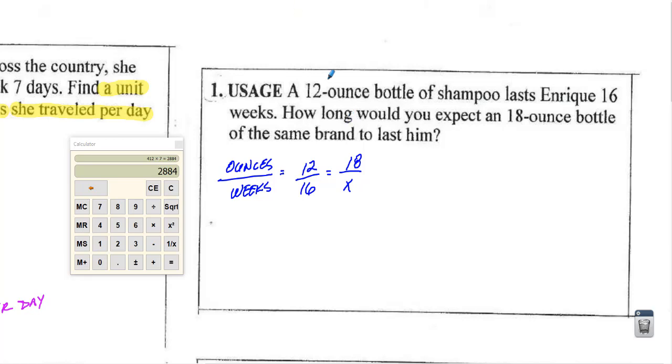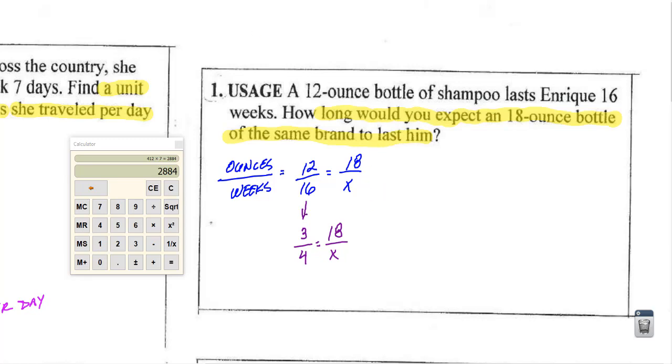Because the question is how long? How long would you expect an 18-ounce bottle to last? And the long is in weeks. So we could start multiplying across. I'm going to suggest that one thing you could do to make this a little easier would be to simplify. So 12 and 16 simplifies down to 3 over 4. Now you don't have to do this. I'm just letting you know that my experience is it's easier if you simplify the problem. So we have now 3 ounces, 4 weeks, 18 ounces, how many weeks?